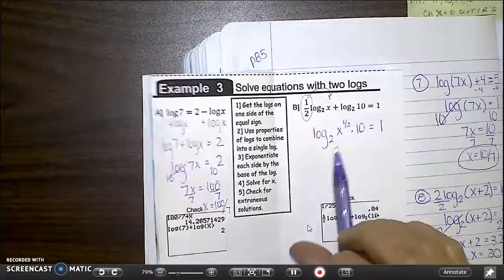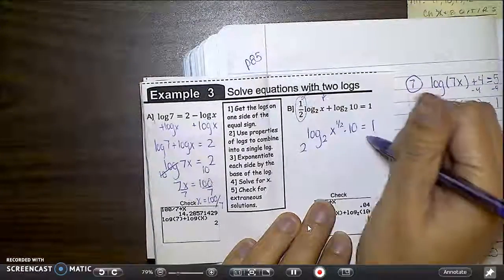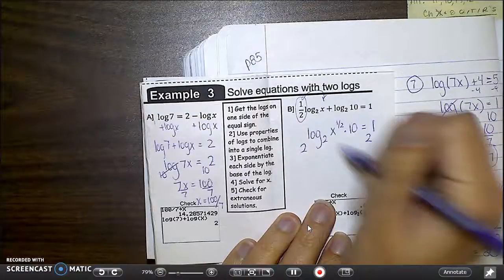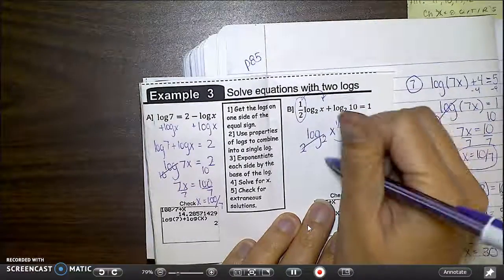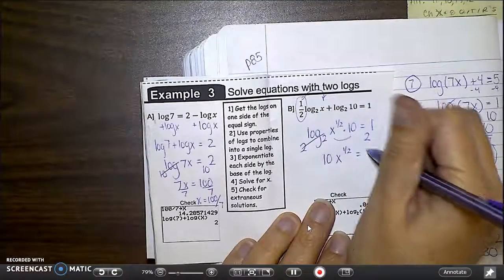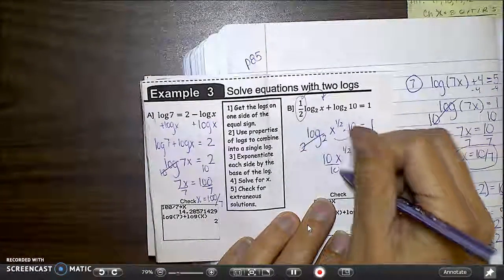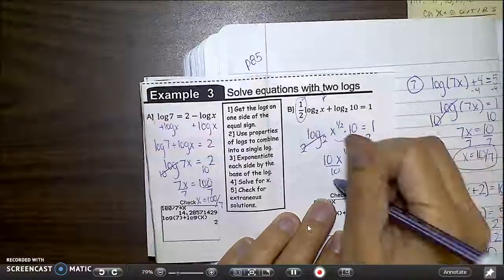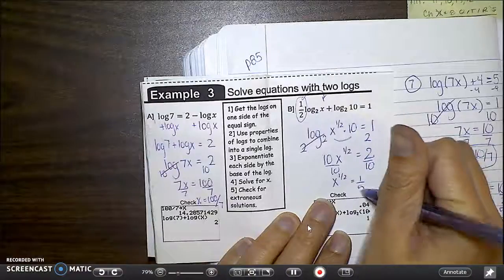So then once we have a single logarithm, then we exponentiate with the base. So that's 2. That cancels out, and we have, and I'm just going to write this in a slightly better order. So 10x to the half equals 2 to the 1st, which is 2. Next, I would divide by 10 both sides. So I have x to the half equals 1/5.